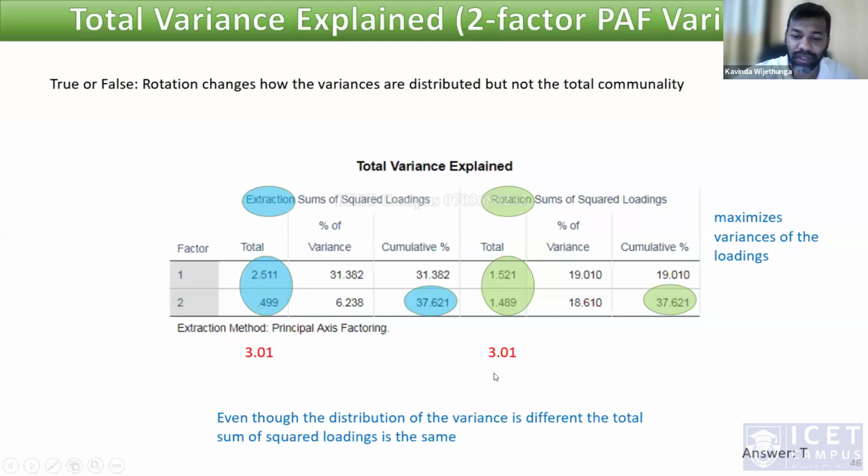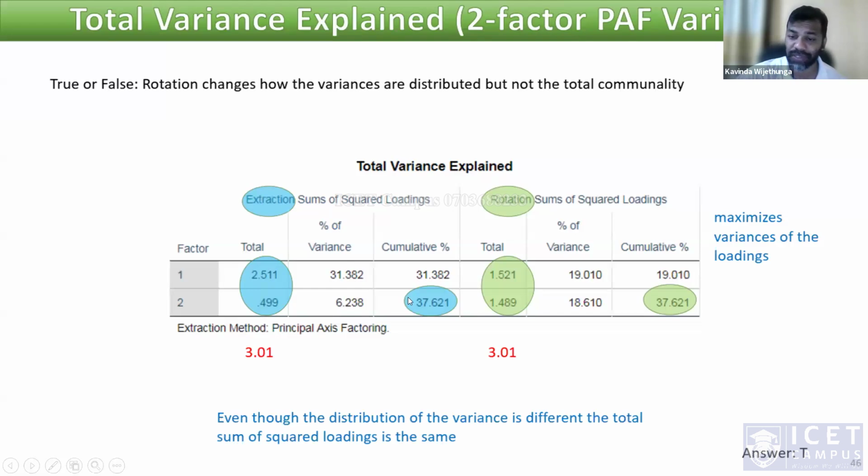Even though the distribution of the variance is different, the total sum of the squared loadings is the same. The total sum of squared loadings remains the same, and the cumulative percentage also remains the same. Then in the first model, before the rotation actually, the total variance explained by factor 1 is 31.32, and for factor 2 only 6.238. But you can see that the cumulative percentage remains the same, right?